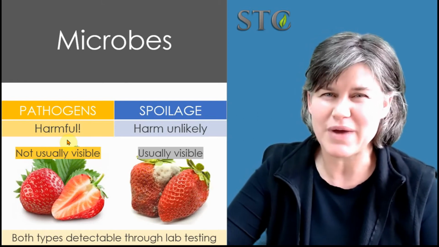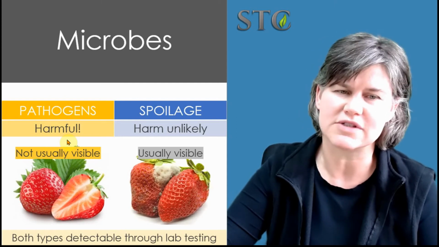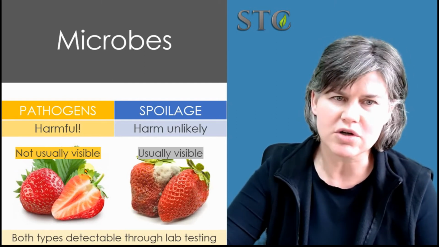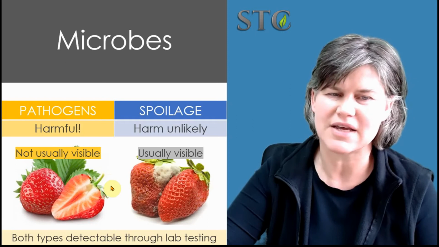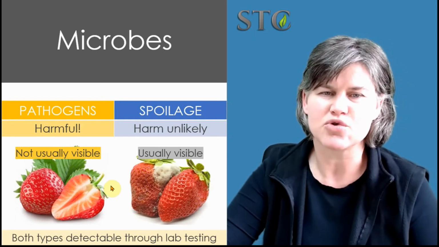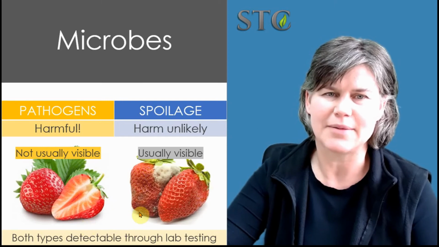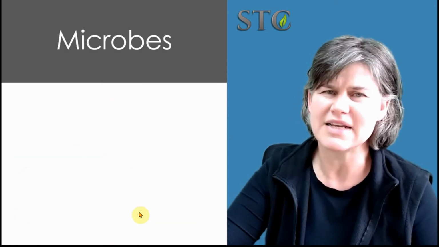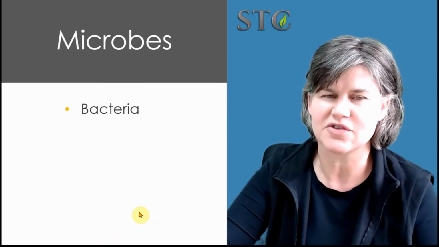And the problem with pathogens is that they are not visible. So obviously we've got to prevent contamination. It's absolutely essential, or people will be harmed. And of course you can detect these through lab testing. So let's take a closer look at different kinds of microbes.